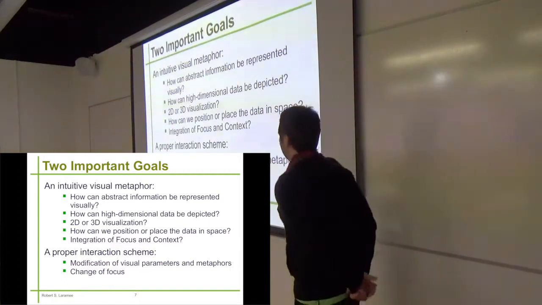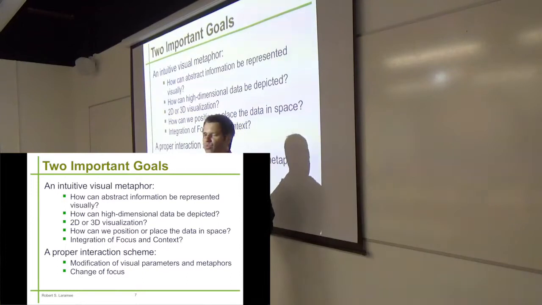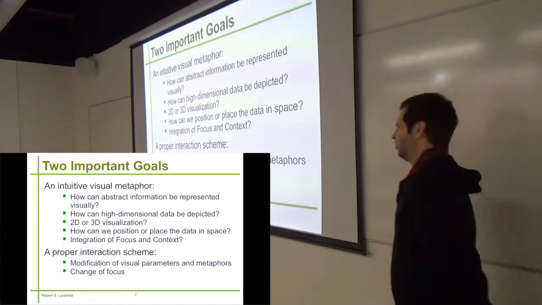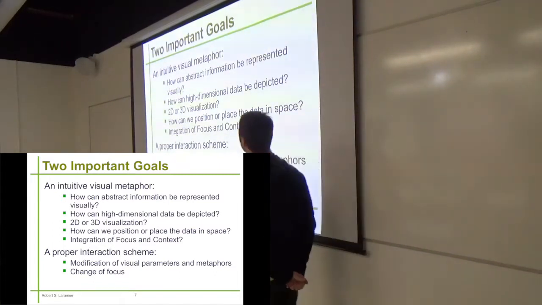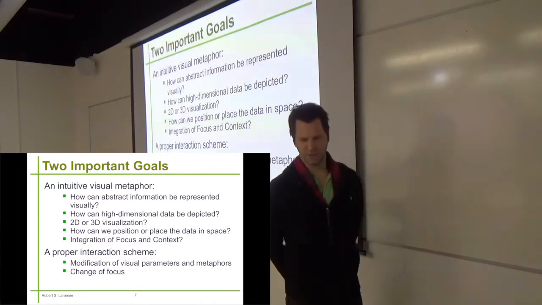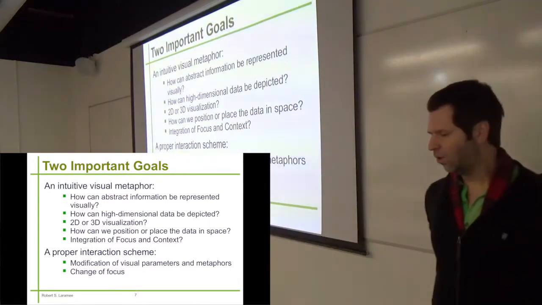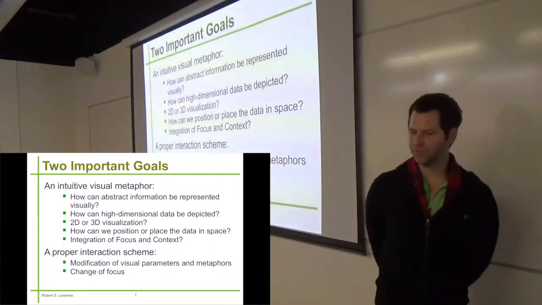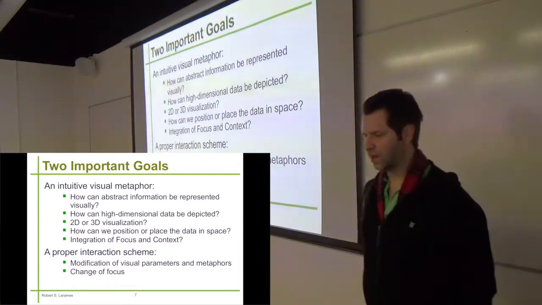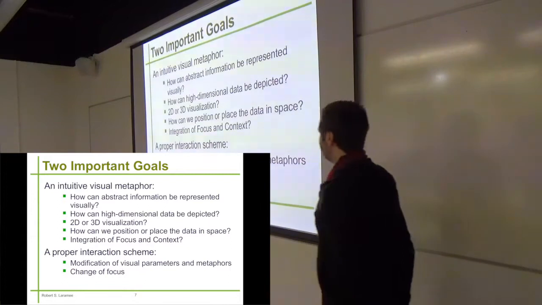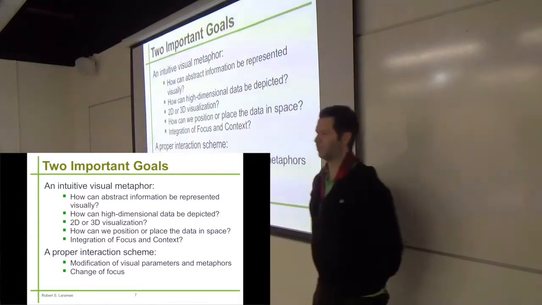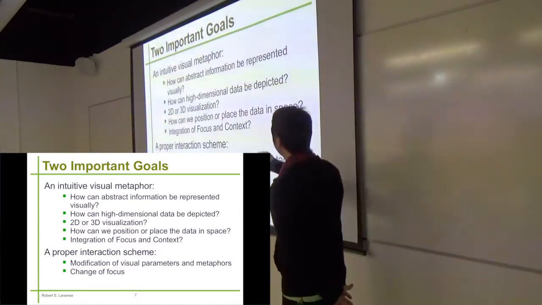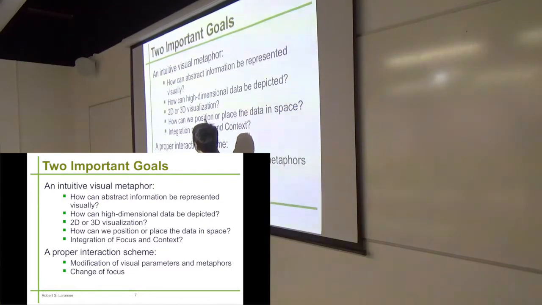One of the big questions is what visual metaphors do we invent or synthesize to represent this data and convey it in an effective way. And that's what the next lectures are all about. And that's also what assignment 1 is about. How can abstract information be represented visually? How can high-dimensional data be depicted? Should we use 2D or 3D space in our representations? Where do we put the data? How is it positioned?